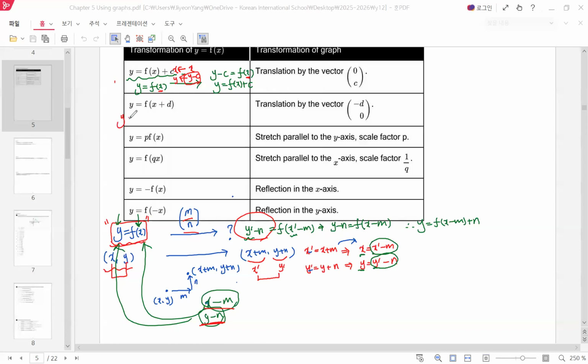So y equals f(x), and then we need to find the translation vector. The new function is y equals f(x plus d). It looks like we substitute x plus d for x, right? So instead of x, they wrote x plus d. For y, there is no change. Then the translation vector is (minus d, 0), right?